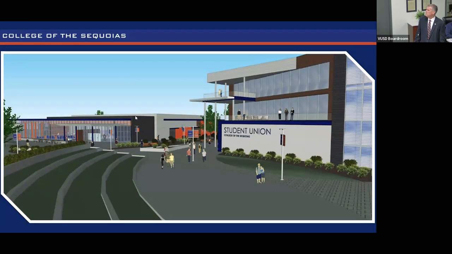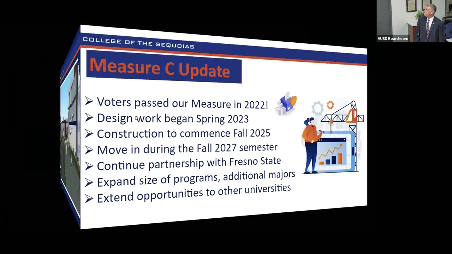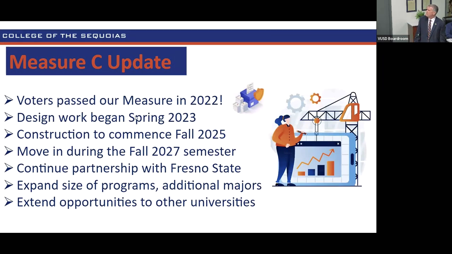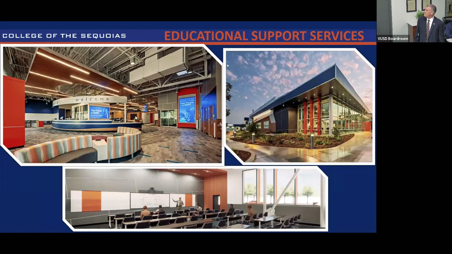We've also got the student union, the companion project to the university center. We'll talk about that next week as well. You see the timeline there, looking to move in the fall of 2027. So again, second largest county in the state out of 58 without a publicly funded four-year university. We're going to change all of that in the fall of 2027, and we have the voters of this region to thank for that. So looking forward to that day, opening that great project. Here is the project we already opened, the Educational Support Services Building, right at the corner of Meadow and Mooney.